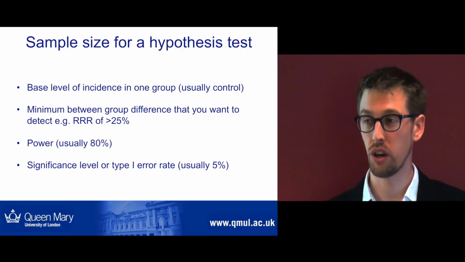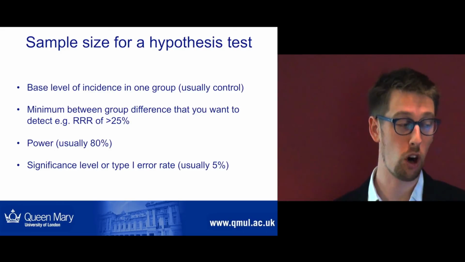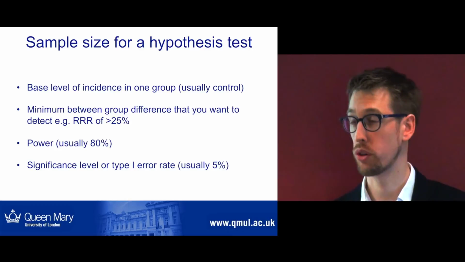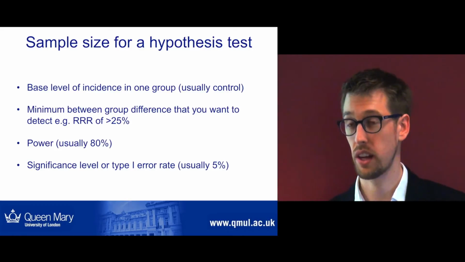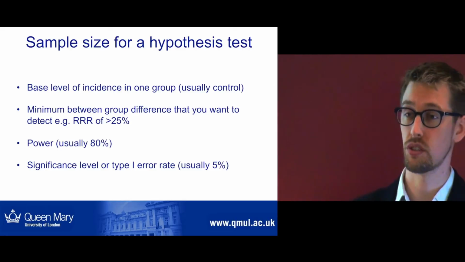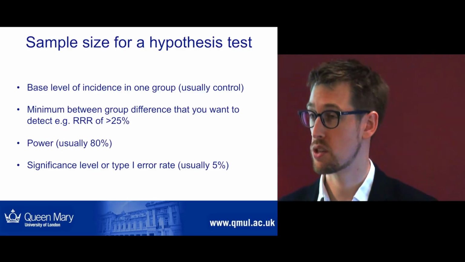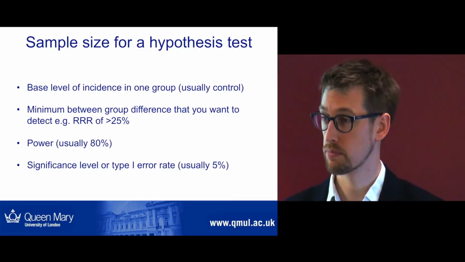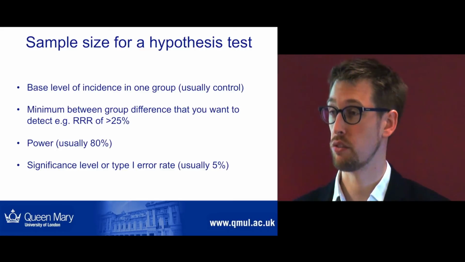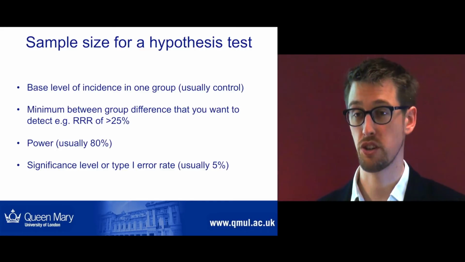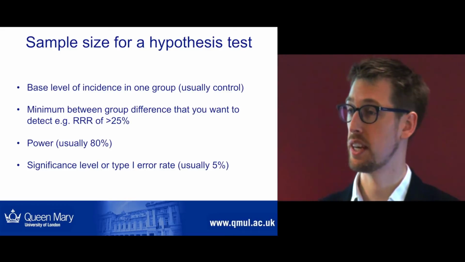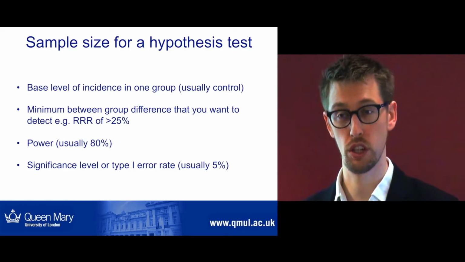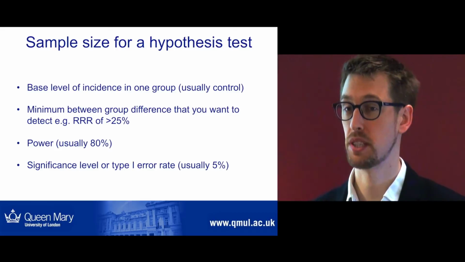So you want to know how common your outcome is in one group, and usually we look at the outcome, the proportion in the control group. So let's say we're interested in the incidence of pneumonia in patients that are having major surgery. So the incidence of pneumonia in most patients having major abdominal surgery, let's say over 50 years having open surgery, the incidence of pneumonia is probably about 8%, 8 to 10%.